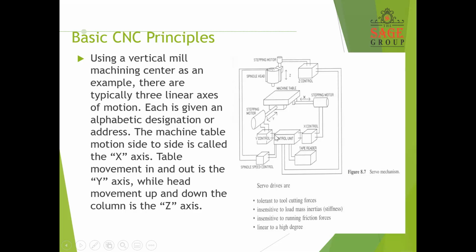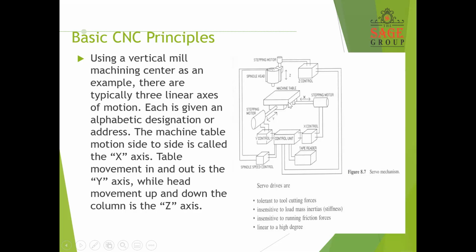These are the basic principles by which we can direct the machine to perform in XYZ directions. Using a vertical mill machining center as an example, there are typically 3 linear axes of motion. Each is given an alphabetic designation or address. The machine table motion side to side is called the x-axis. The table movement in and out is the y-axis, while head movement up and down the column is the z-axis.